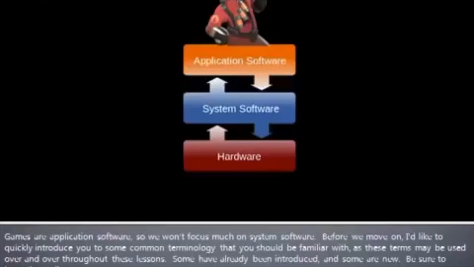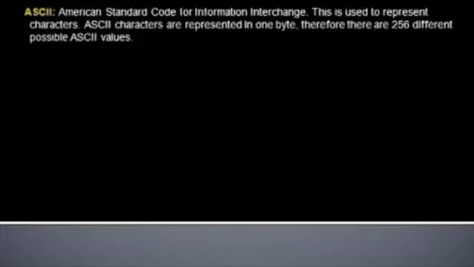Before we move on, I'd like to quickly introduce you to some common terminology that you should be familiar with, as these terms may be used over and over throughout these lessons. Some have already been introduced, and some are new, but be sure to learn them all. ASCII, American Standard Code for Information Interchange. This is used to represent characters. ASCII characters are represented in 1 byte, therefore there are 256 different possible ASCII values.